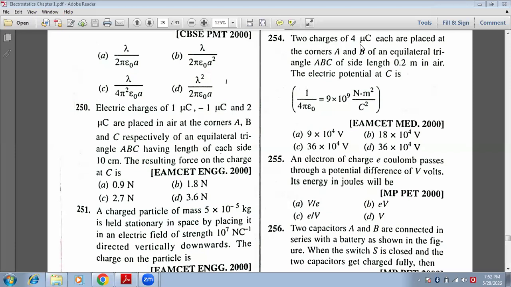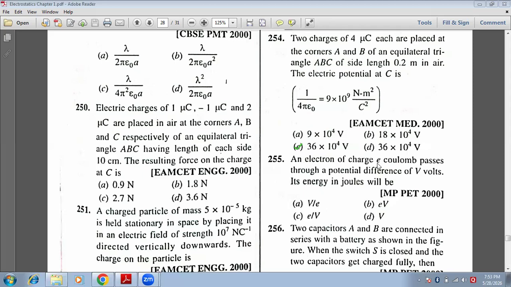Two charges of 4 microcoulomb each are placed at the corners A and B of an equilateral triangle ABC of side length 0.2 meter in air. The electric potential at C is, take 1 upon 4 pi epsilon naught as 9 × 10^9 newton meter square per coulomb square. Option A, 9 × 10^4 volt. Option B, 18 × 10^4 volt. Option C, 36 × 10^4 volt. Option D, 36 × 10^4 volt. Correct answer: option C, 36 × 10^4 volt.